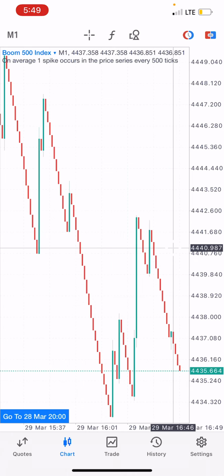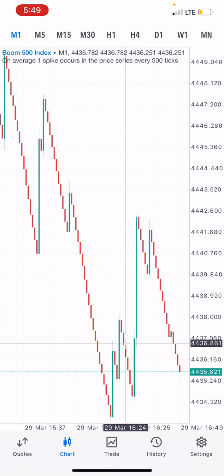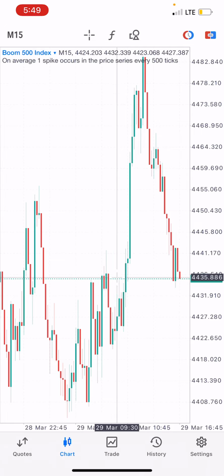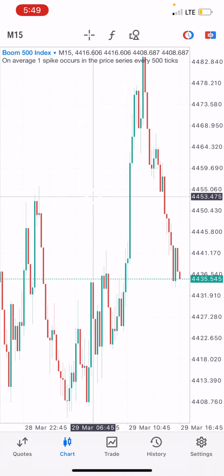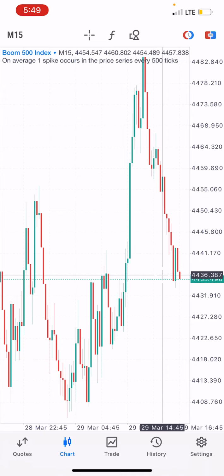Right, this is it on the 1 minute time frame. This is the spike, of course. So now I'm looking again from the 15-minute time frame, and I can see strongly here that Boom 500 index is about to spike. From the 15-minute time frame, I can see that it's about to spike. Guys, please stay tuned to this video.